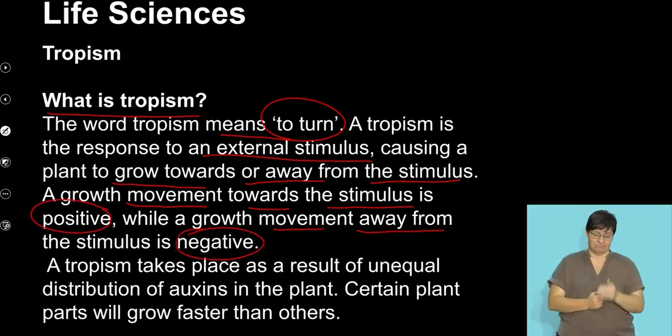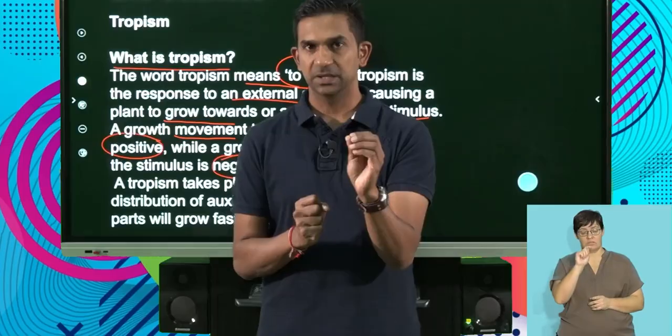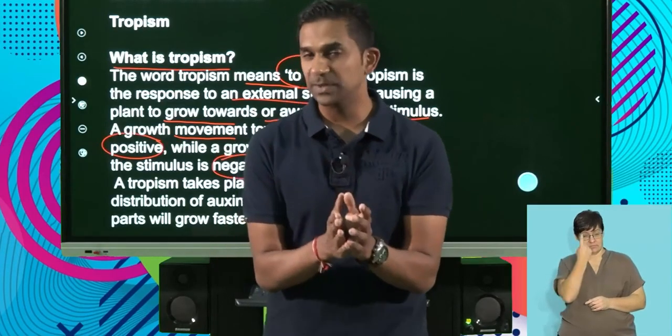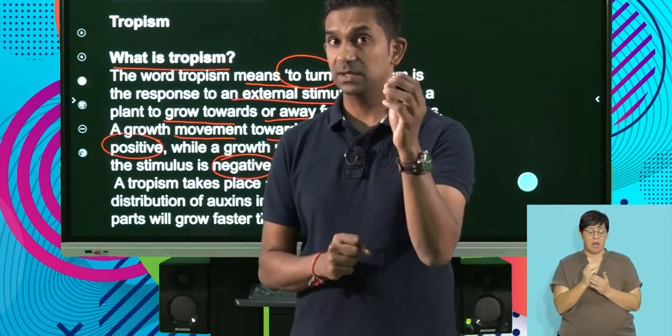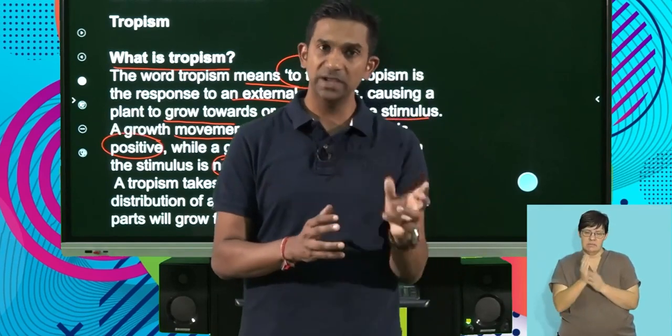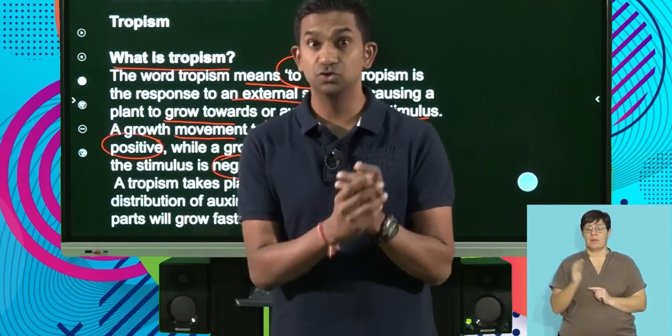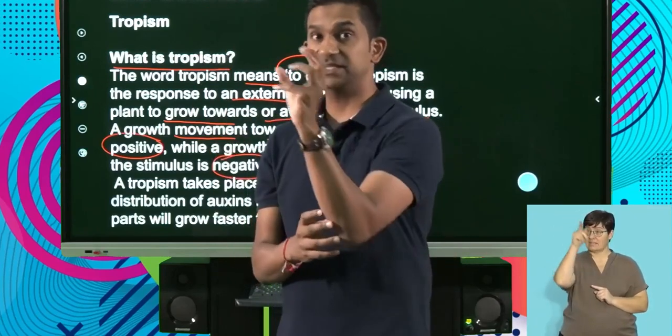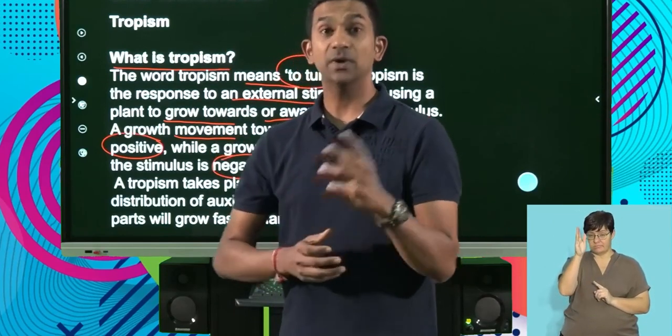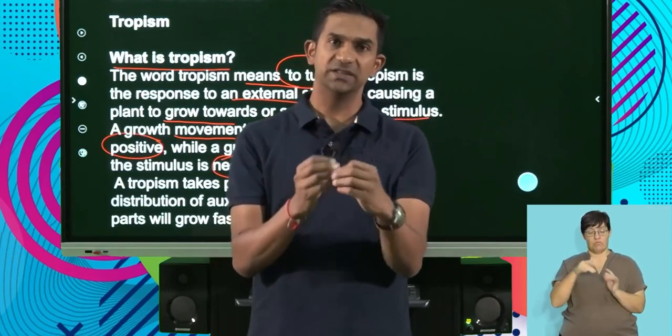Now, having understood the concept of tropism, we need to understand that there are parts of the plant that grow towards the stimulus and parts of a plant that grow away from a stimulus. A typical example would be that when a plant grows towards the light, it is attracted towards the stimulus. However, the roots tend to grow in the opposite direction.